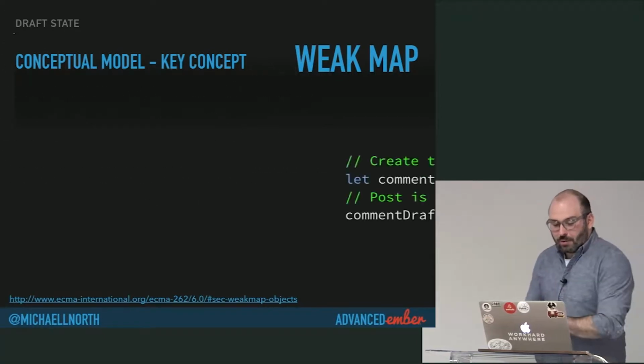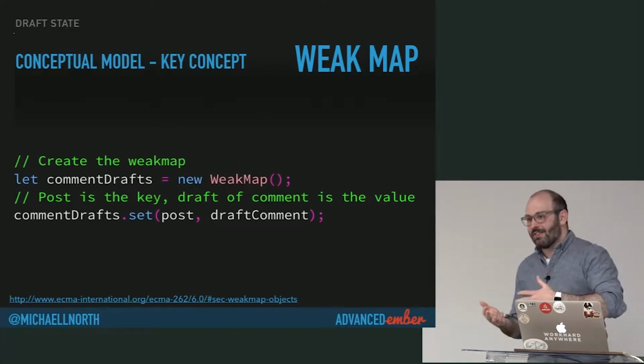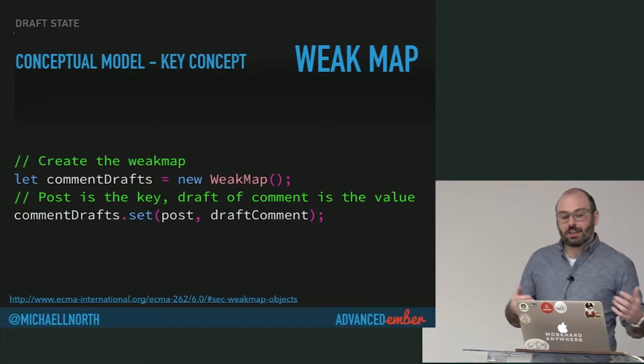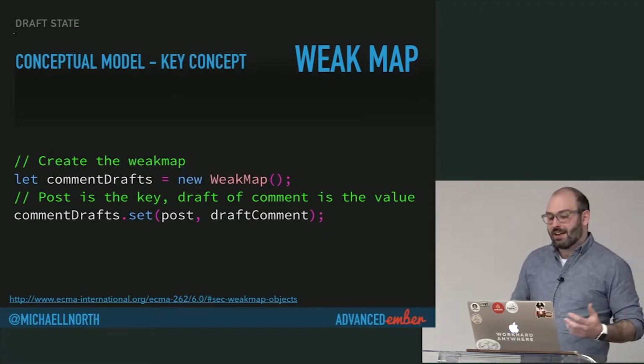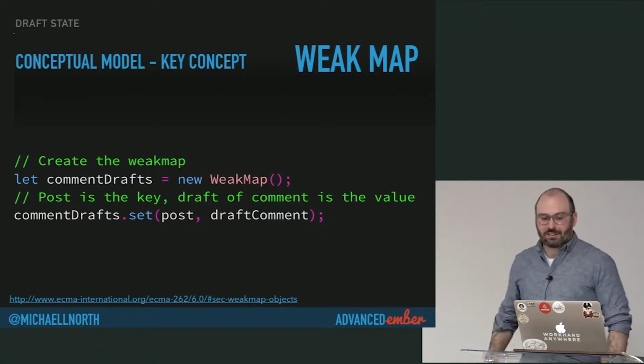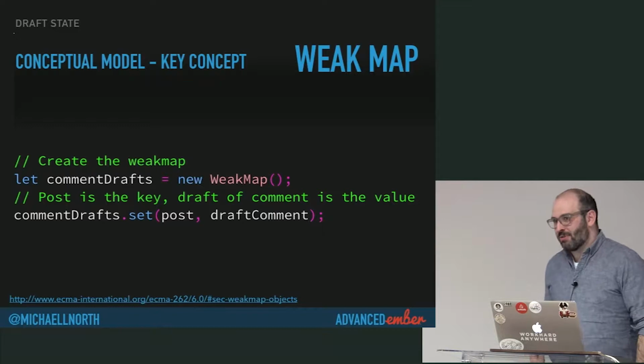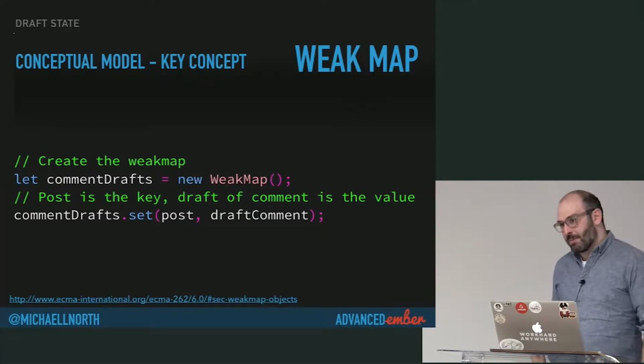The way you interact with the weak map is basically setting a value given a key. So here we're creating a new weak map, and then we're using a post as a key and this draft comment as a value, and we're setting it there. We don't necessarily have a real implementation of weak map in browsers today.